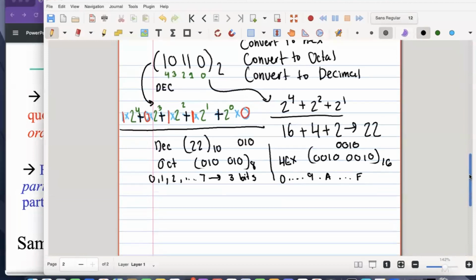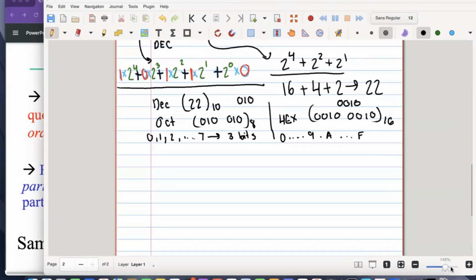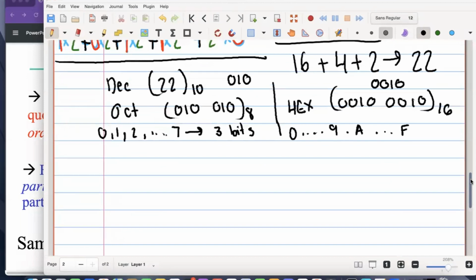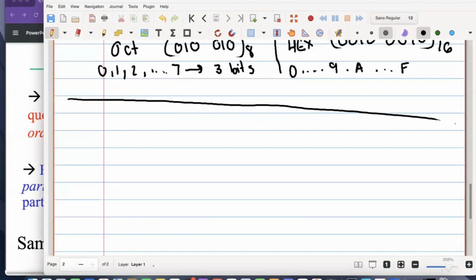Perfect. Now let's try going from octal to whatever and hexadecimal to whatever, because it might get harder, it might get easier, who knows? Okay, so that was the decimal to the rest of the systems. Now let's try octal. And we're going to do octal to decimal to hex and to binary.